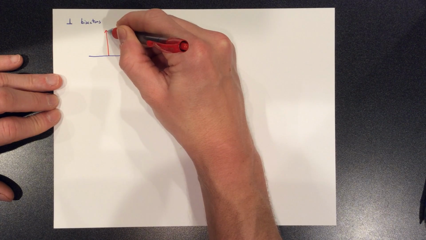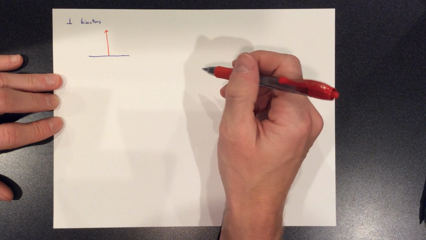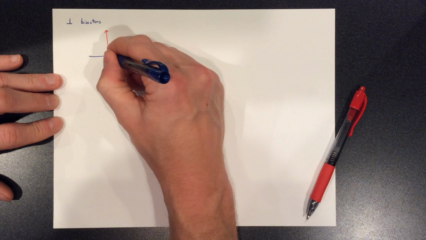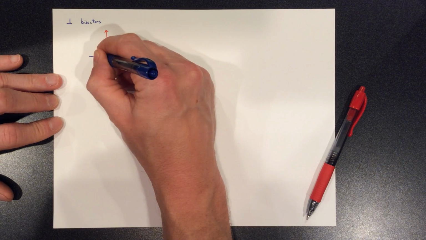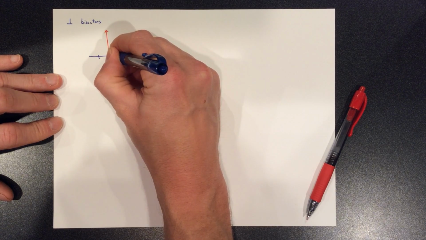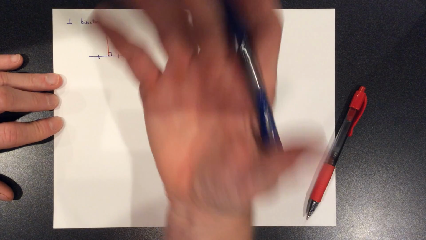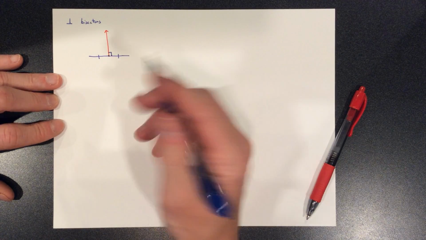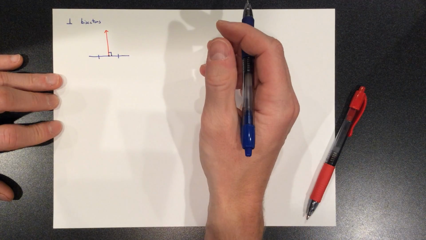So that red line is the perpendicular bisector. And what that says is that if that's the midpoint, that means that is congruent to that, meaning equal in length, and that's 90 degrees or that's 90 degrees. Once one's 90, they're both 90. Okay, so let's talk about what happens here.